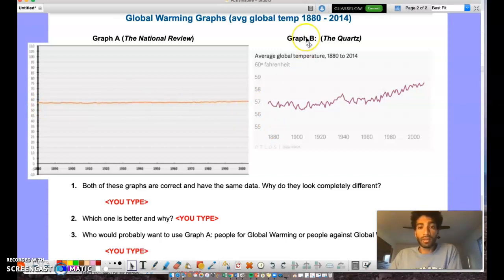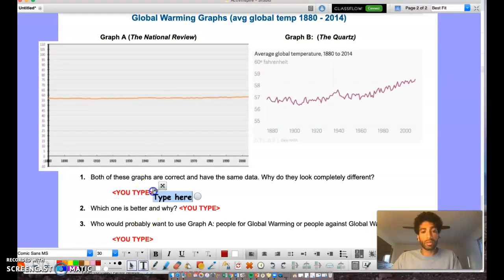Now, graph B, right? Graph B looks like the temperature's fluctuating quite a bit and actually rising ever so slowly as you get to present day time. What's the difference? Once again, it's the y-axis. Graph A's y-axis starts at -10 and goes all the way up to 110 degrees. Graph B's y-axis starts at 55 and goes to 60. So the question is, they're both correct. Why do you think they look different?